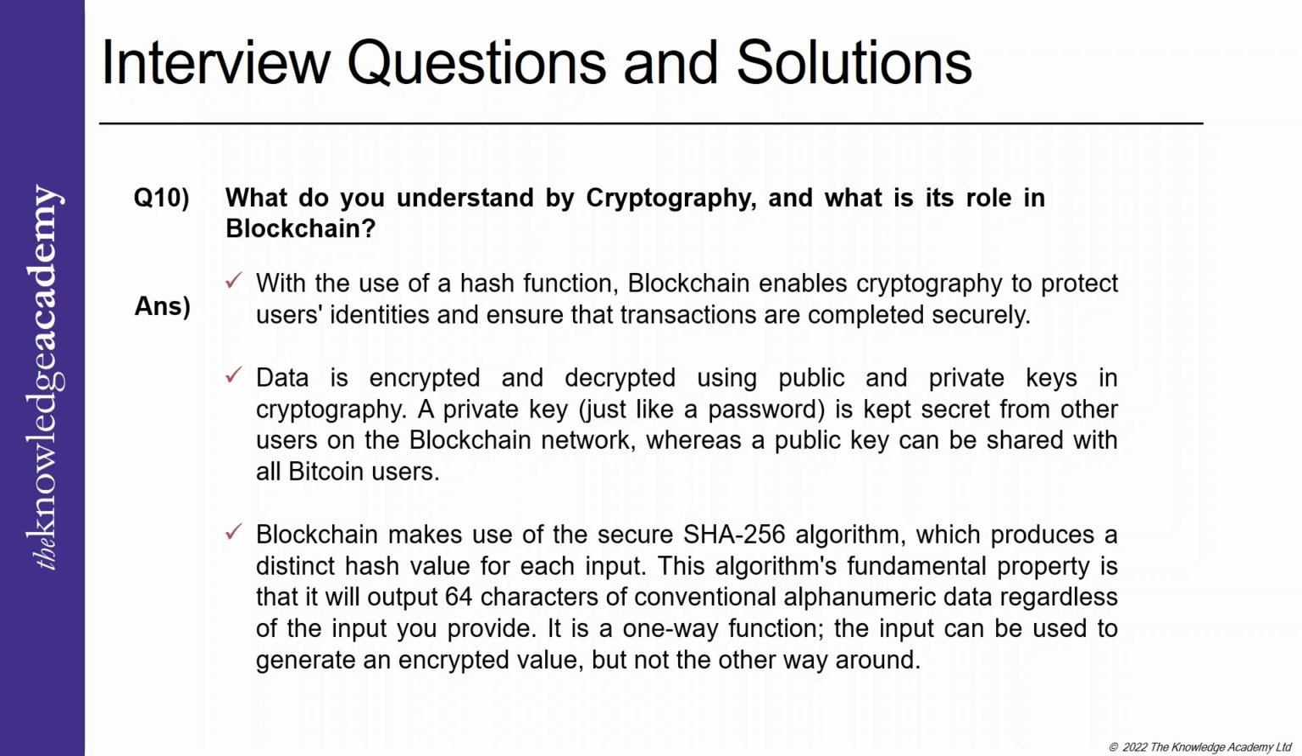The blockchain makes use of the secure SHA-256 algorithm, which produces a distinct hash value for each input. This algorithm's fundamental property is that it will output 64 characters of conventional alphanumeric data regardless of the input you provide. It is a one-way function. The input can be used to generate an encrypted value, but not the other way around.